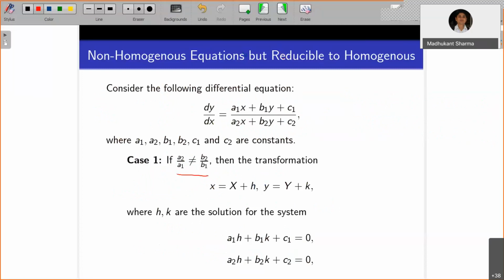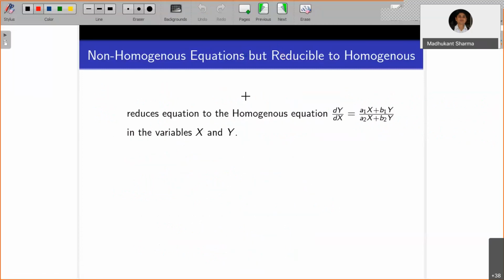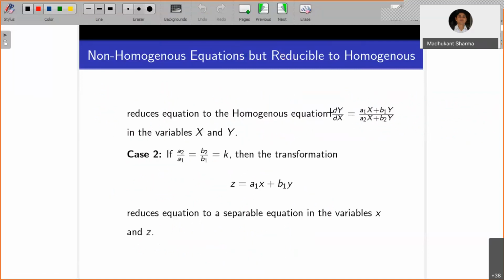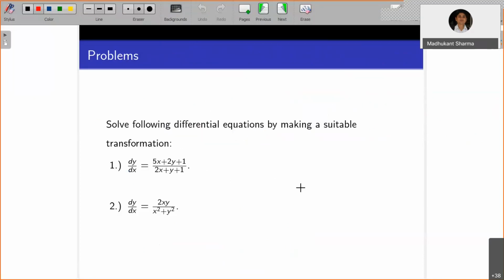I have already explained the case a1 by a2 not equal to b1 by b2, where h and k are the solution of this system, and the equation reduces to this in the new variables. And when these first two ratios are equal, then you can use the transformation to reduce it directly into variable separable form.